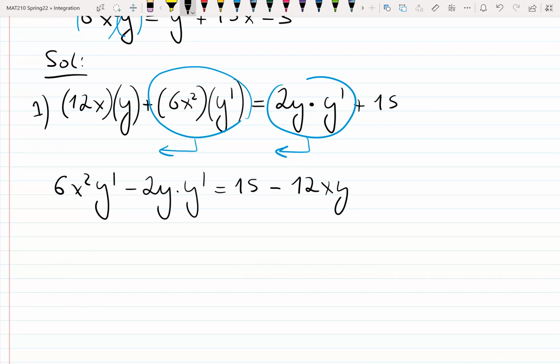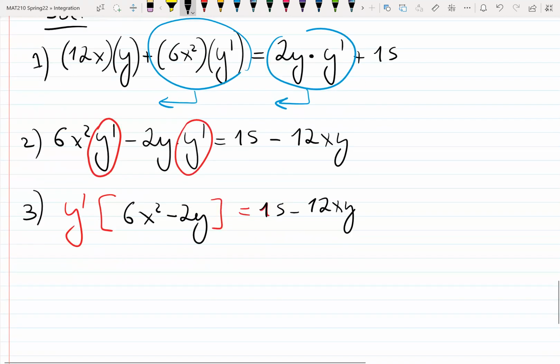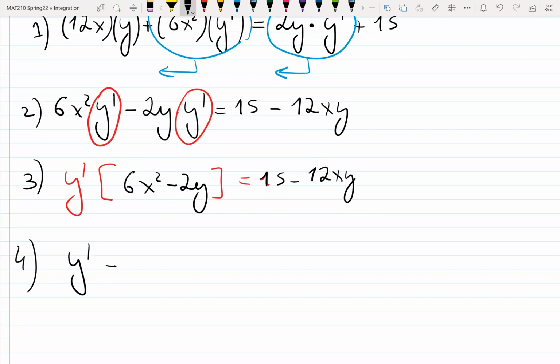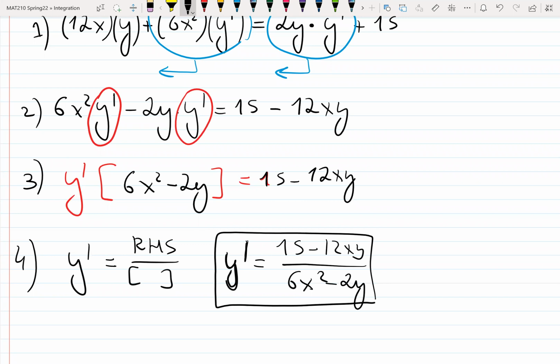Step 1, differentiate everything. I gave you steps, remember? Step 2, move things around. Important things to the left, not important things to the right. Important things are the ones that involve y prime. Factor it out. Y prime, brackets, open the brackets: 6x squared minus 2y equals 15 minus 12xy. Last step gives you the answer. Divide the right-hand side by the brackets. Y prime will be 15 minus 12xy all over 6x squared minus 2y. That is the answer. Right-hand side over those factored out brackets. The goal is to isolate y prime.